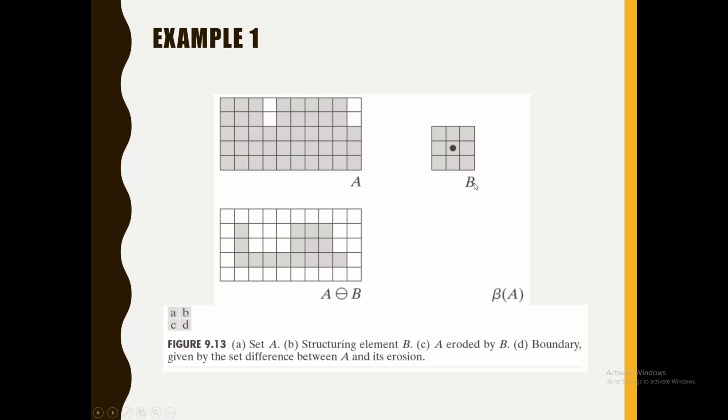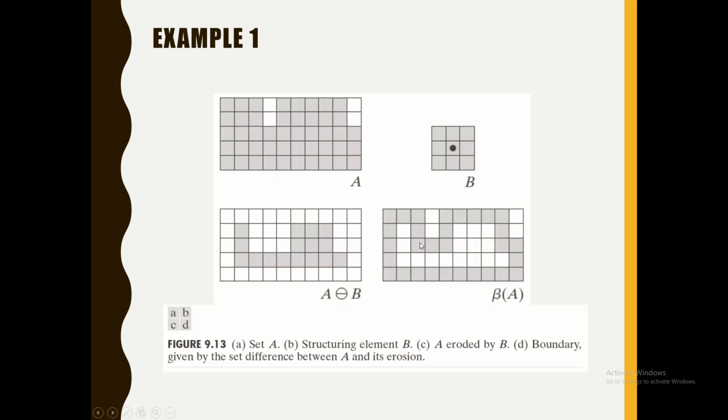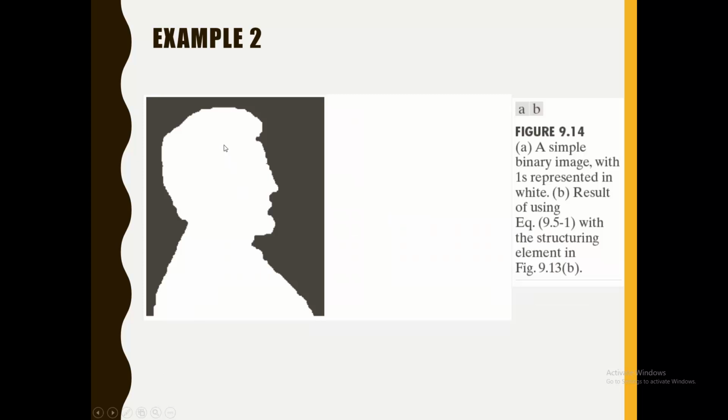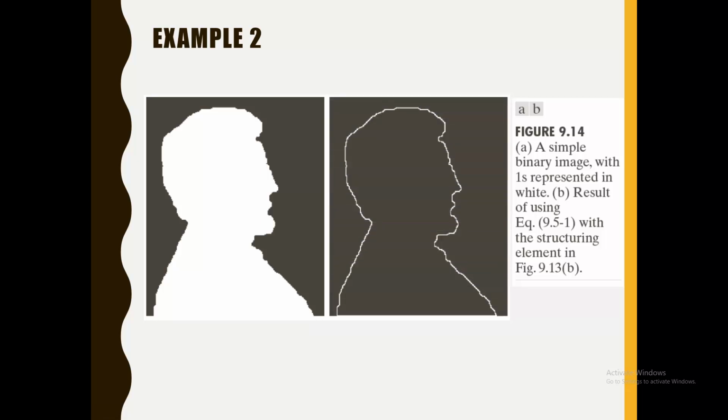Now A eroded with B comes out to be this one. So the boundary has been eroded. Now if we subtract it, we are going to get this one, that is only the boundary. So this one is an image. First we have to erode it with a structuring element, and then if we subtract it from the original image, we are going to get the boundary.